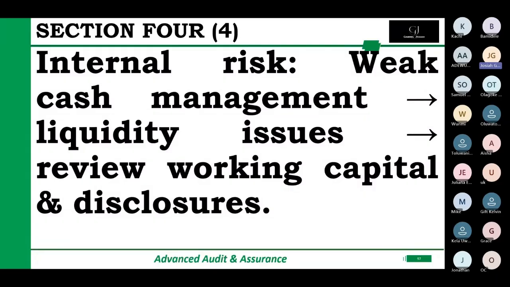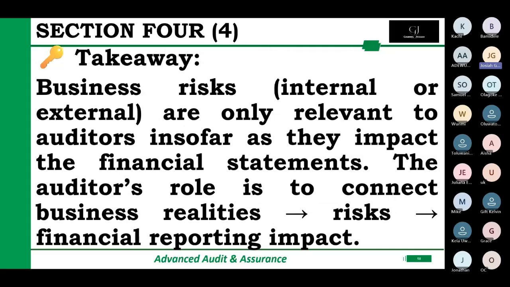And for internal business risks for an airline, weak cash management, liquidity issues, reviewing working capital and disclosures could be areas you could handle for that airline. So key takeaways for the business risk area is that internal and external business risk are only relevant to auditors insofar as they impact the financial statements. So any risk internally and externally that would affect the performance and the position of the business will impact the financial statements. Very important. So the auditor's role is to connect the business realities.